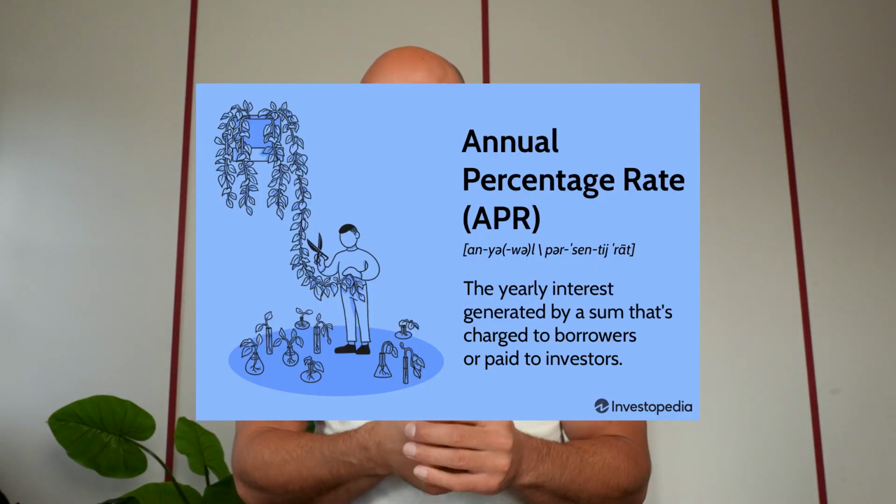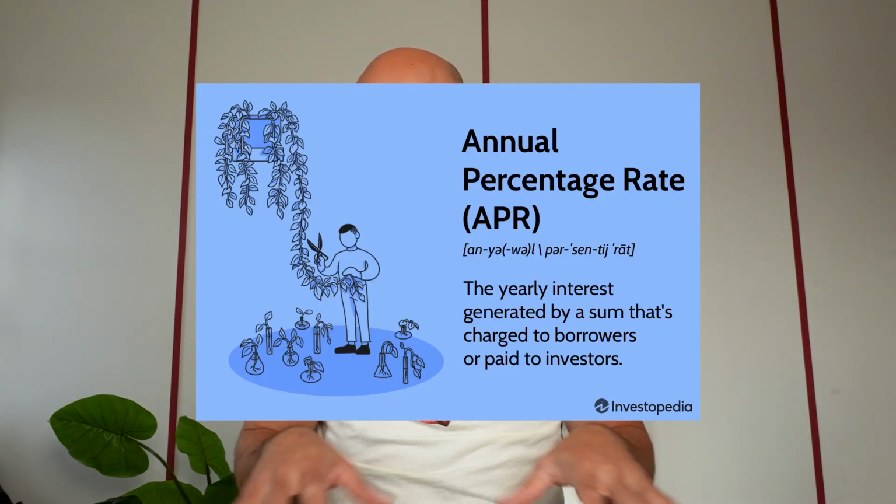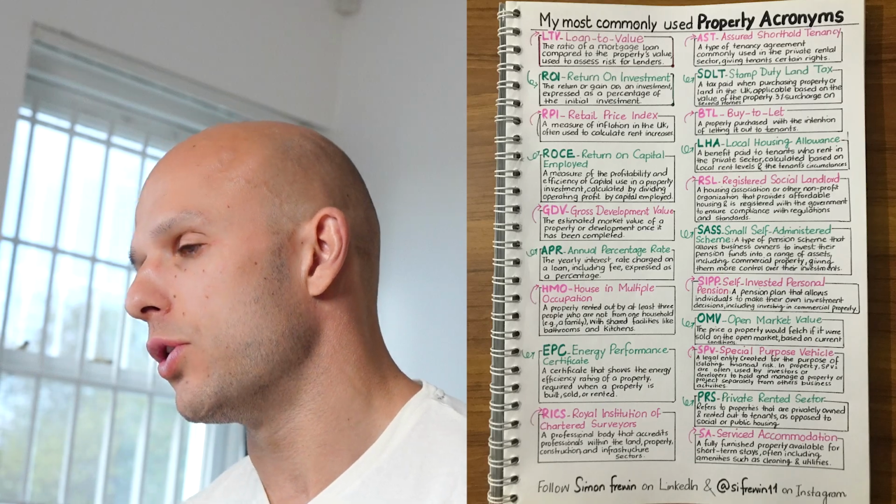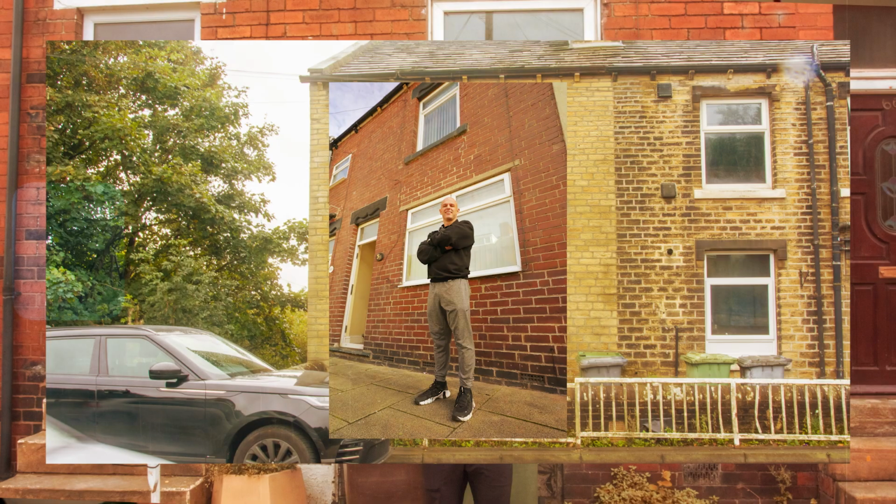APR, annual percentage rate. That is what is used all the time on lending. So you see your APR on your credit cards, but also your APR on what you are borrowing at on a mortgage product or on a loan from the bank. So your APR might be 4% on your buy-to-let. That is an important number to know, but obviously we call it interest.